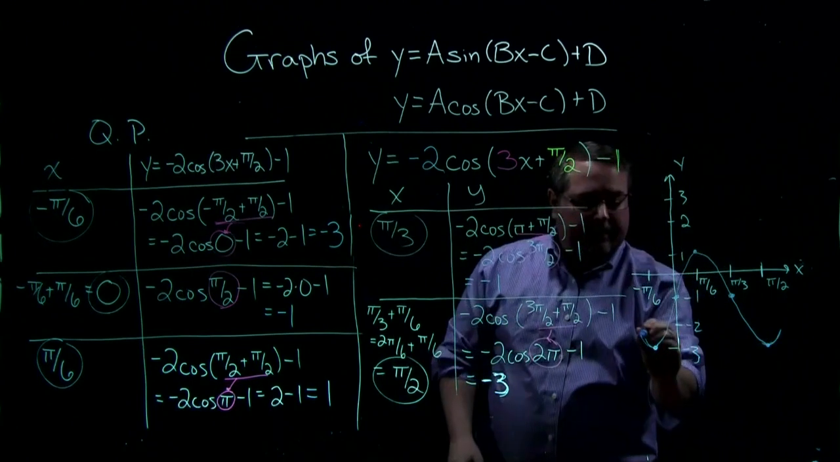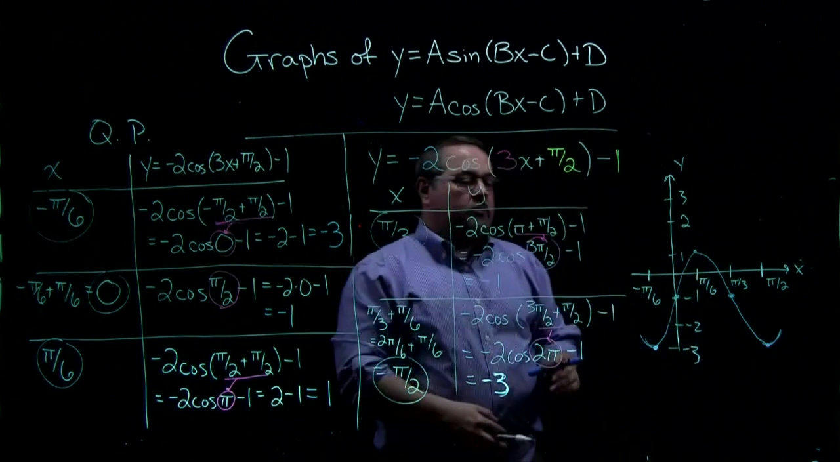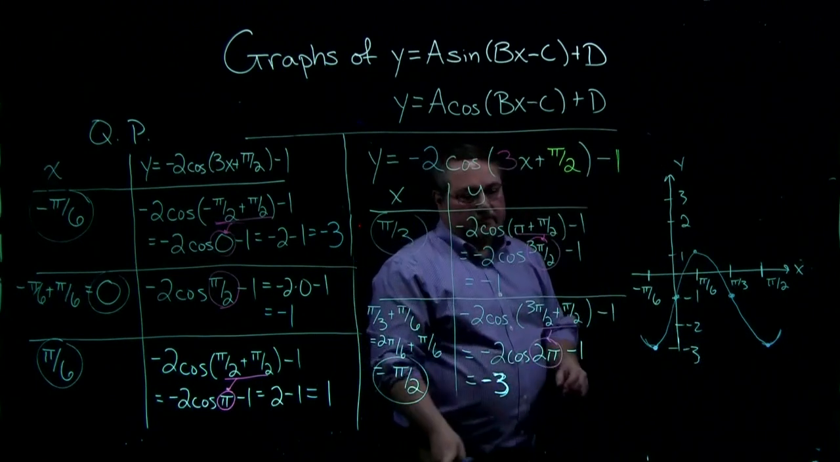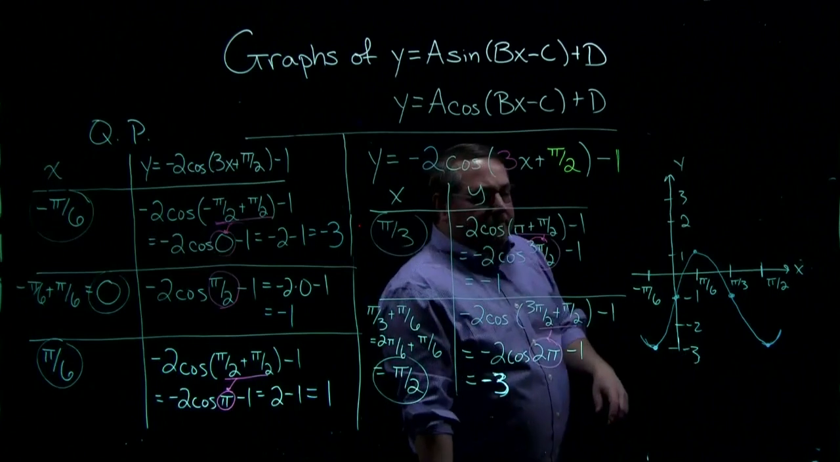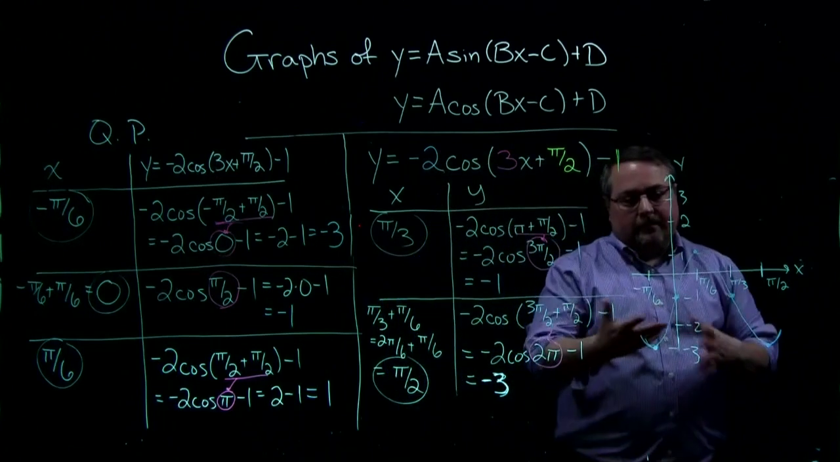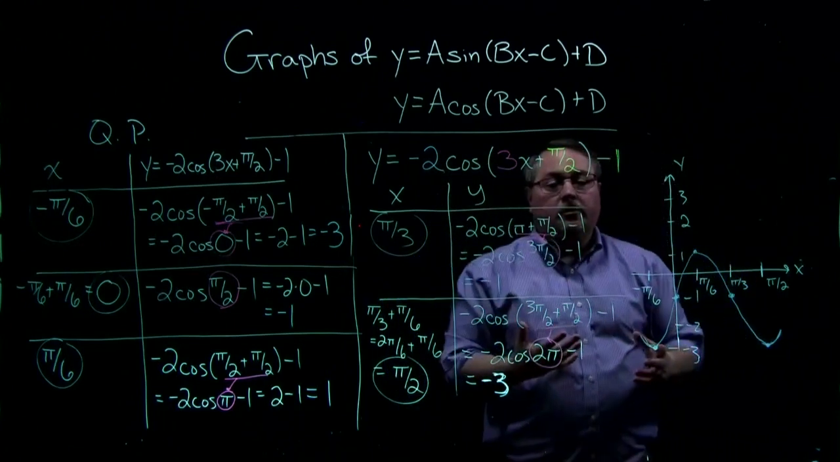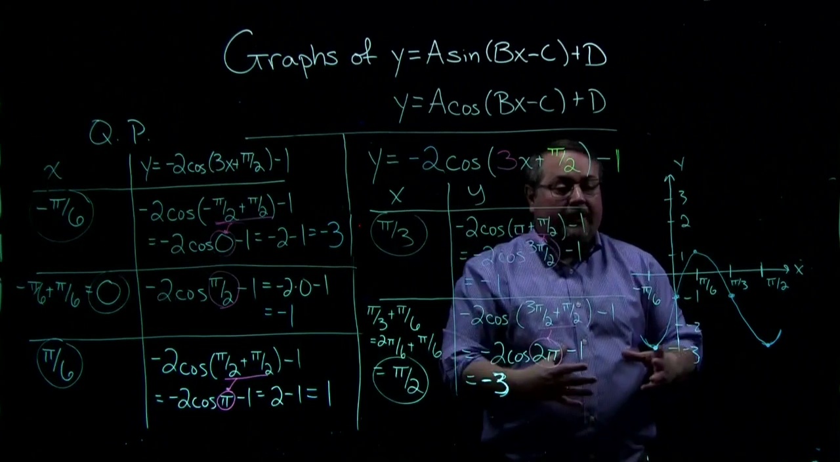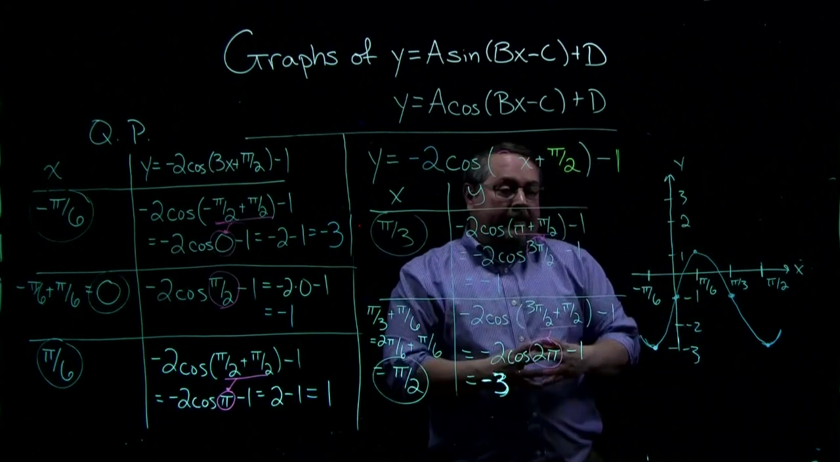So if we connect these together, we get a graph that looks like this, and I'll extend it out a little bit just to remind you where the relative minima are. And then we can continue this on to get more of the graph if you wanted to extend it out for multiple periods.